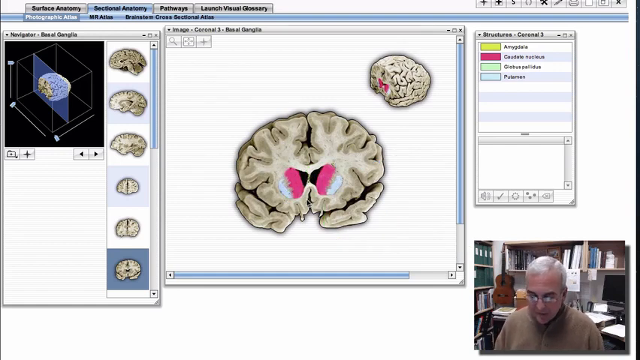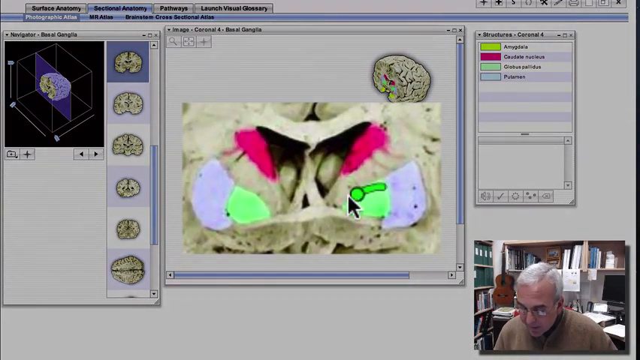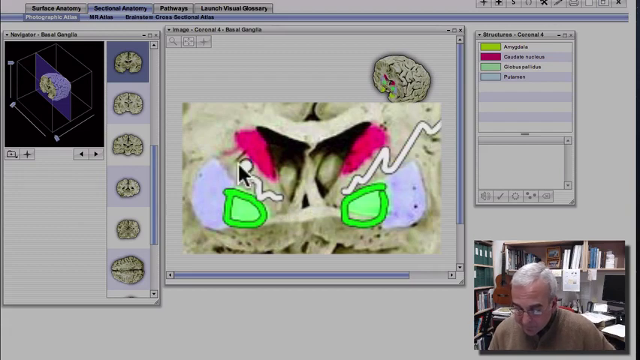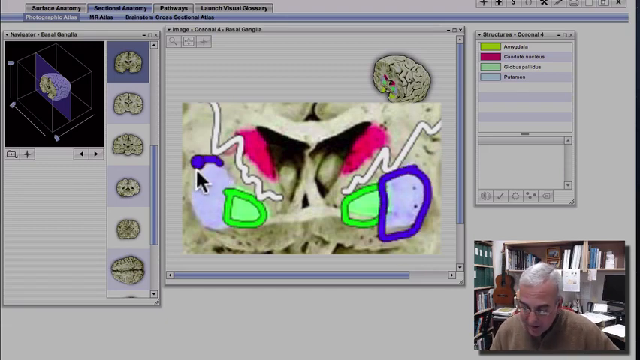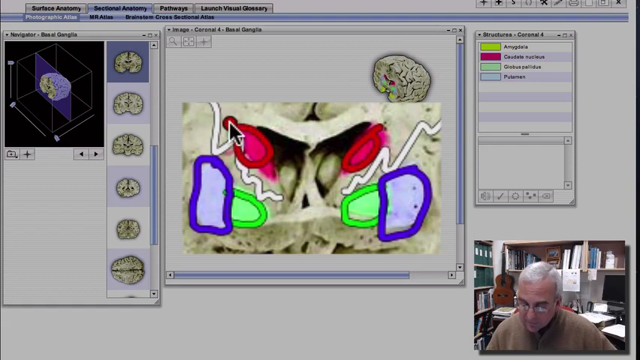Okay, let's go back a section. And at some point, we expect to find the globus pallidus, do we not? And indeed, we see it here. So the globus pallidus is found in green, and it, like the putamen, is lateral to these axons of the internal capsule. So here's the internal capsule. So again, we have globus pallidus and putamen that are found lateral to the internal capsule. And on the medial side, we have the caudate nucleus.